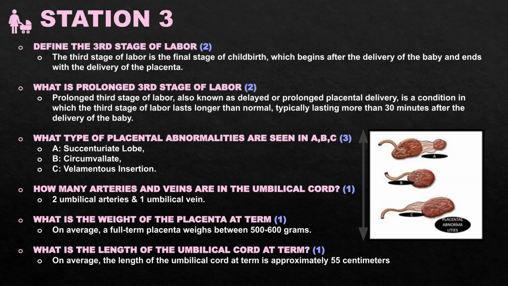Umbilical cord vessels. The umbilical cord contains 2 umbilical arteries, 1 umbilical vein. A useful memory trick is AVA: artery, vein, artery. Placenta weight at term. The average placental weight at term is approximately 500 to 600 grams. Umbilical cord length at term. The average cord length at term is about 55 centimeters.